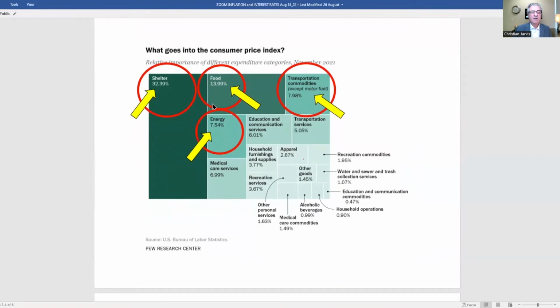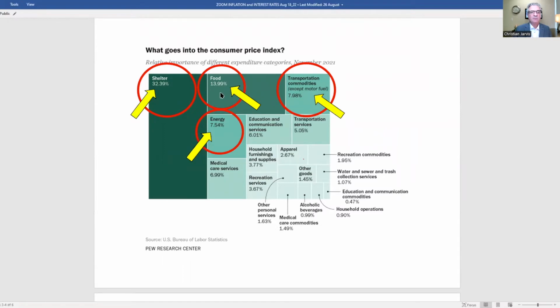Now, what is inflation exactly? Well, it is the upward movement of prices over time. In North America, it's measured by the CPI, or the Consumer Price Index. And just out of interest, these are the various components. The four main ones I've circled in red here. We start with shelter, which is 33% of the index, and that is rent and rent equivalents.